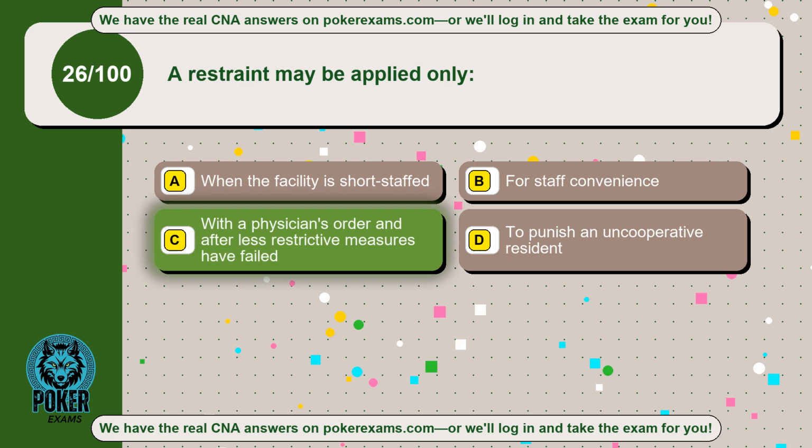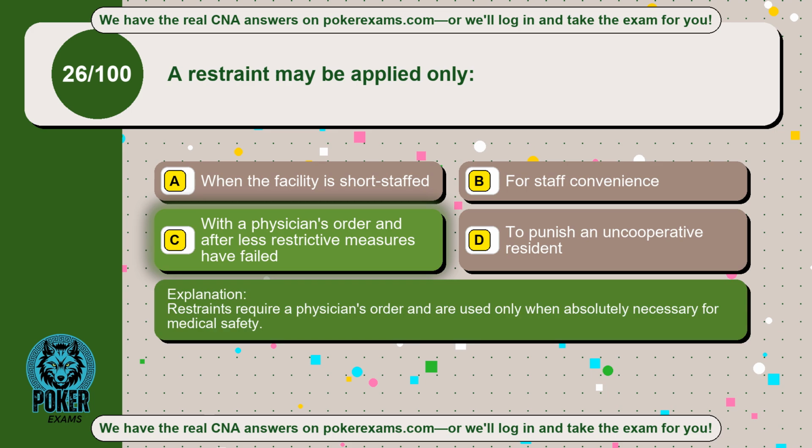The correct answer is option C. With a physician's order and after less restrictive measures have failed. Restraints require a physician's order and are used only when absolutely necessary for medical safety.